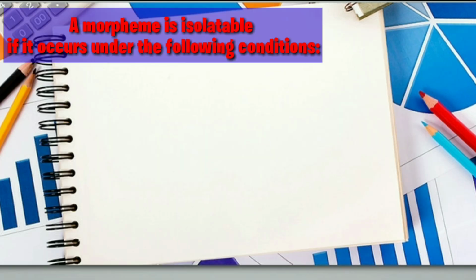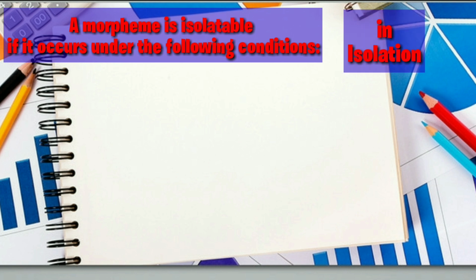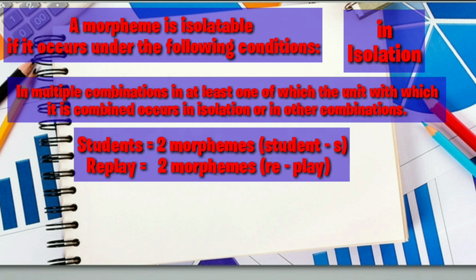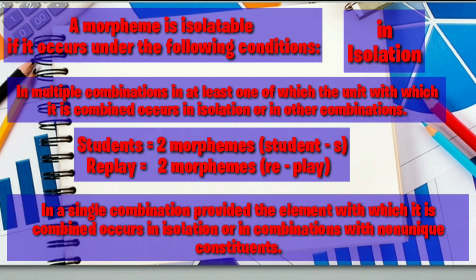Principle 6, a morpheme is isolatable if it occurs under the following conditions. The first, in isolation. So we can isolate that word. It is not a single morpheme like cat, which can be a noun only. And then the second, in multiple combinations, in at least one of which the unit with which it is combined occurs in isolation or in other combinations. For example, students has 2 morphemes, student and s. S shows that it is more than one, or plural. And replay, 2 morphemes, re and play. The third, in a single combination, provided the element with which it is combined occurs in isolation or in combinations with non-unique constituents. It means there is no other combination.